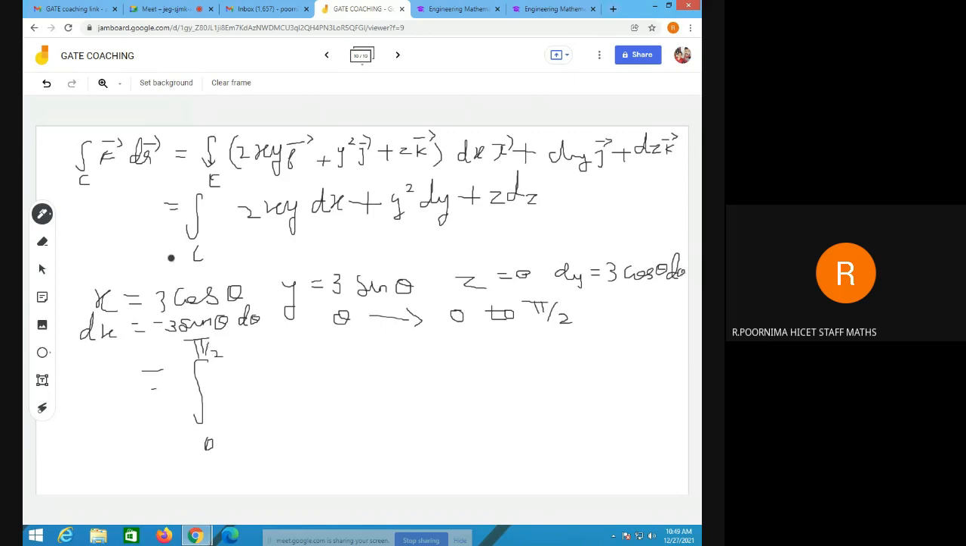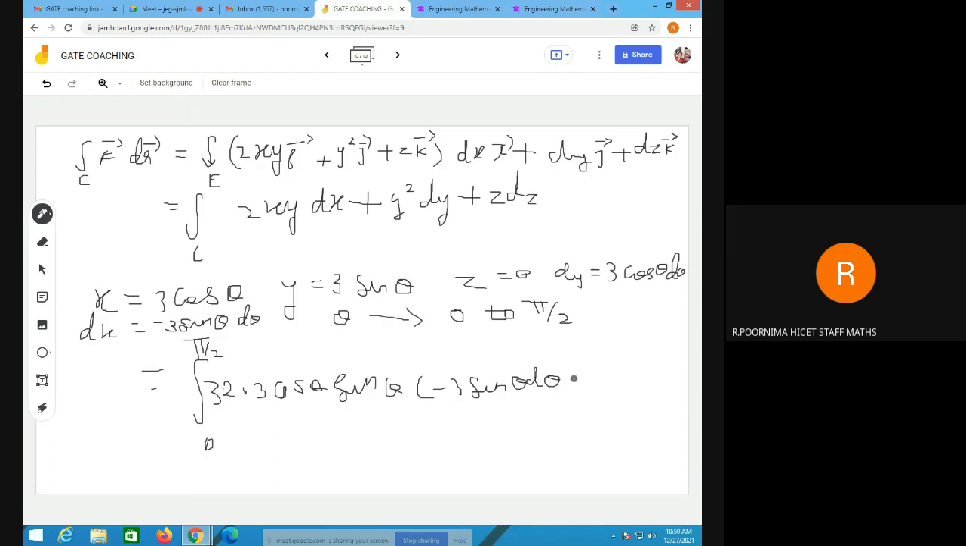Now you have to replace all these terms. After replacing, you will get 2 into 3 cos theta into 3 sin theta, one more 3 will come, into minus 3 sin theta, that is dx, into d theta.